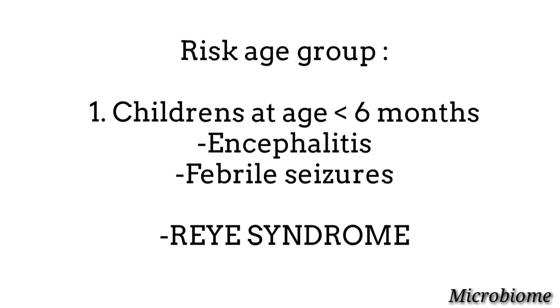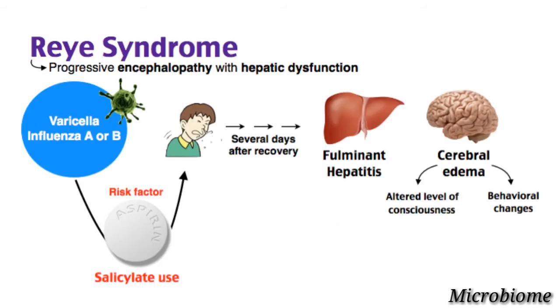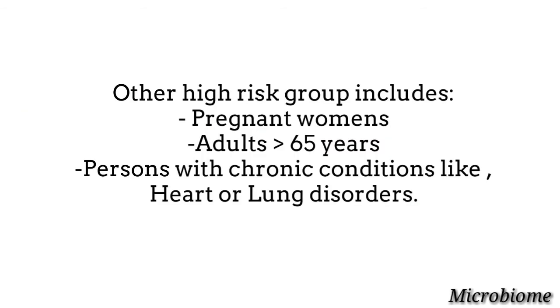Risk age groups: children less than 6 months show encephalitis and febrile seizures. Another complication is Reye syndrome. In this, if children with flu take salicylate, they show encephalopathy, meaning dysfunctioning of the brain, as well as liver disorder. Other high-risk groups include pregnant women, adults greater than 65 years, and persons with chronic conditions like heart or lung disorders.